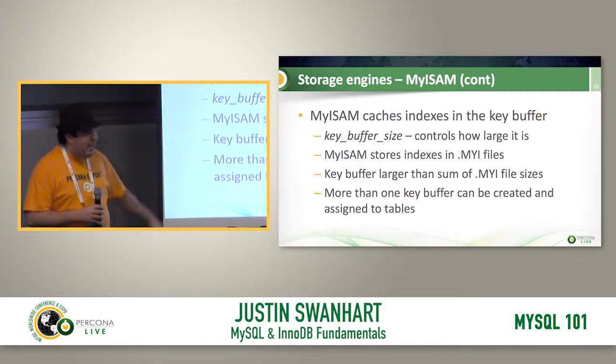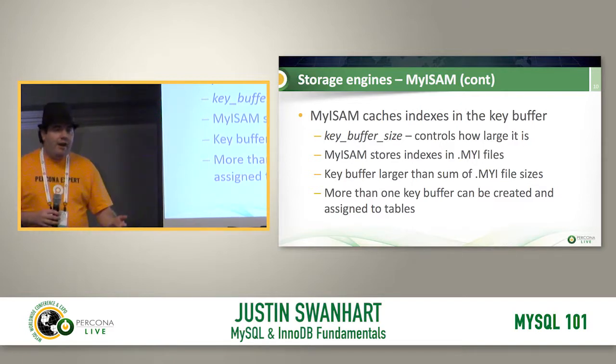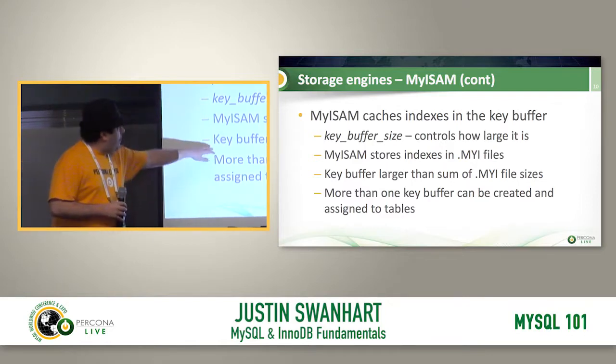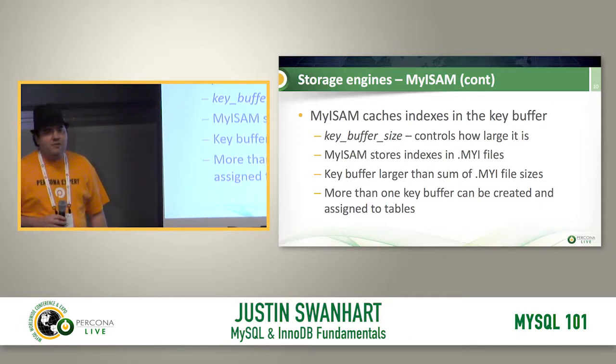The indexes for MyISAM are stored in the MYI file. So we have an FRM file. All tables have an FRM file. And MyISAM tables have an MYD file, which contains the data, and an MYI file, which contains the indexes. There's not much sense making the key buffer larger than the sum of the MYI file sizes, right? Those are the size of your indexes. So you can look at the MYI files. If they take 2 gigs, well, it makes no sense to have a 4 gig key buffer because you only have 2 gigs of indexes.